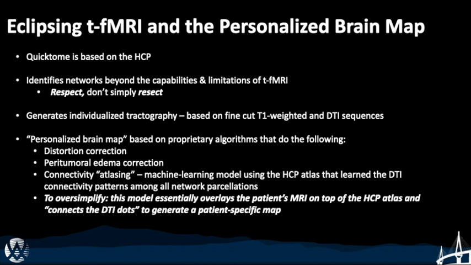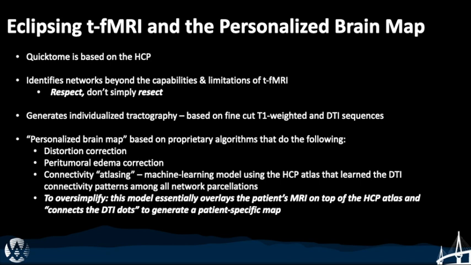So going beyond the task-based fMRI and the personalized brain map, talking specifically about the QuickTome software. This is software that's based on the Human Connectome project. The power of this software in particular is that it identifies networks that go beyond the capabilities of MRI and task-based fMRI, and awareness and knowledge of these networks should help to inform and enhance our approach to brain tumor surgery. So this concept of respecting networks and not simply resecting. The software is able to generate individualized tractography. So this is all personalized.